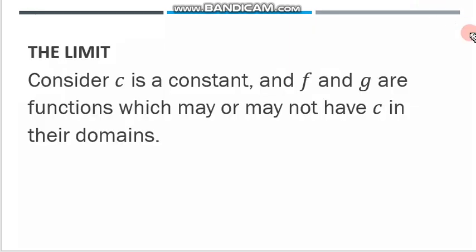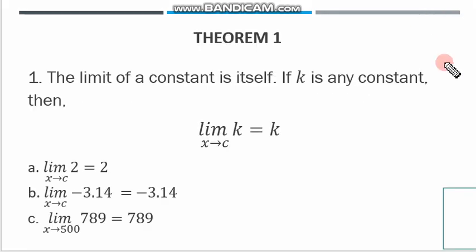We will consider c as a constant, and f and g are functions which may or may not have c in their domains. Under theorem number 1, the limit of a constant is the constant itself. If k is a constant, then the limit of k as x approaches c is k. Example: the limit of 2 as x approaches c. Since 2 is a constant here, the limit is 2.